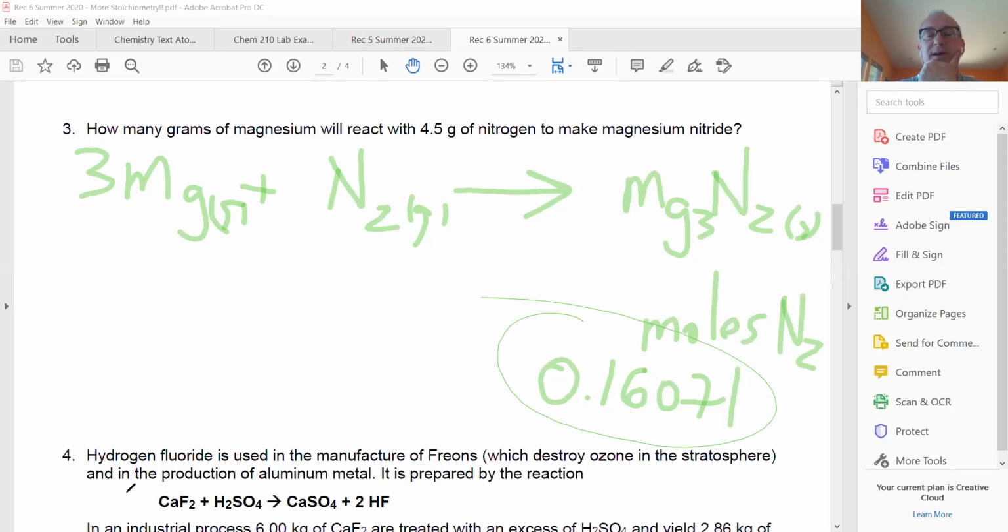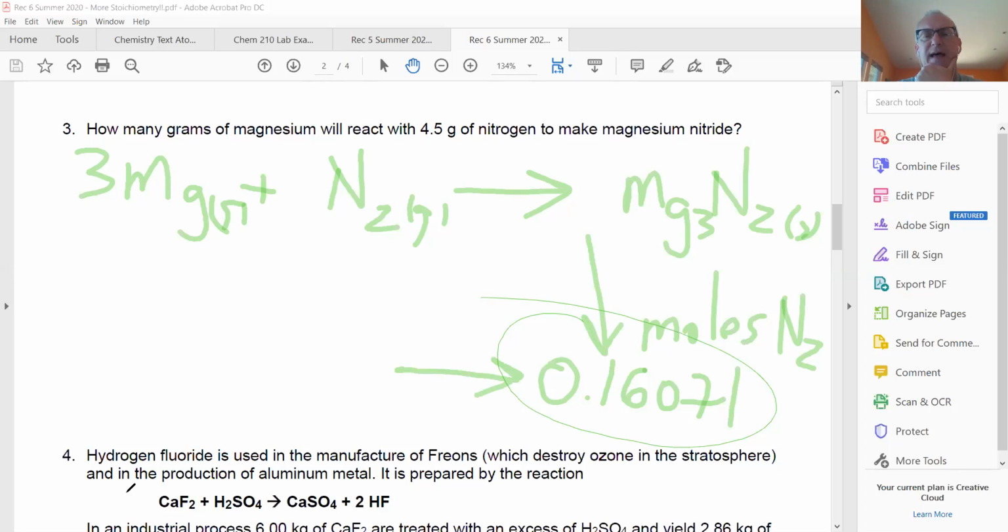If there's a 1-to-1 ratio of moles of nitrogen to moles of product, how many moles of product will I make with that much nitrogen? The same amount as the nitrogen moles? Yes. That's how many moles of magnesium nitride I'm going to make. So now the question becomes, how many moles of magnesium will it take to make that many moles of magnesium nitride?